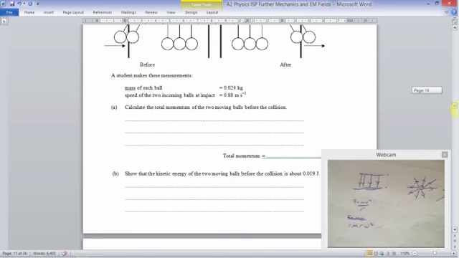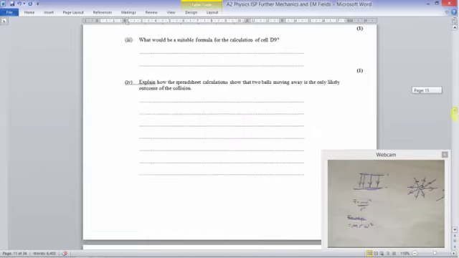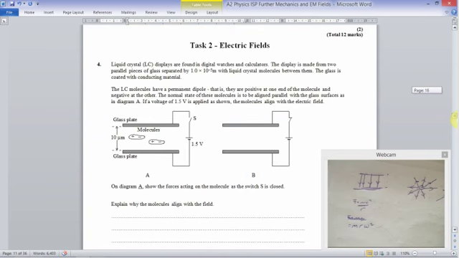Remember, my two videos are a bit quicker because there's a lot of content to cover. It is very reliant on you guys putting the work in yourself. So we've got an LCD display here. We've got molecules that are in this electric field. Okay, and they're saying on diagram A, it shows the forces acting on the molecule when the switch is closed. When the switch is closed, you can see how they are actually lined up. Okay, you've got to explain why the molecules actually align with the field.